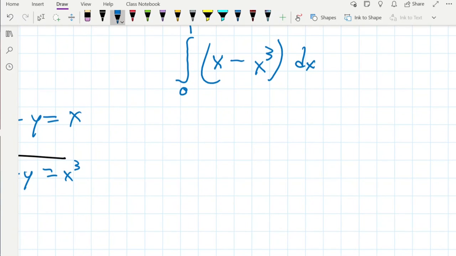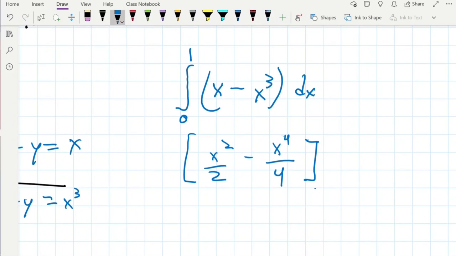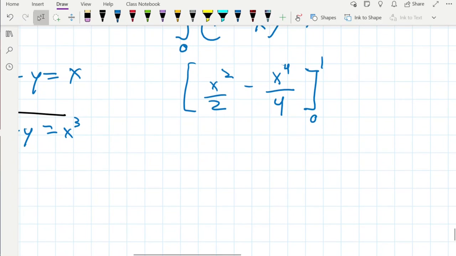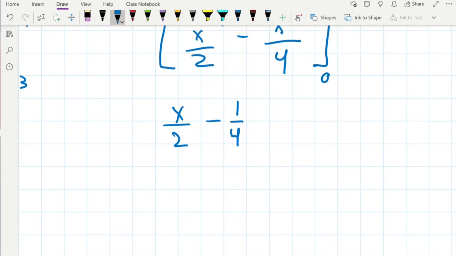Okay, so from here, we will integrate. So we're going to get x squared divided by 2 minus x to the fourth power divided by 4, all of that from 0 to 1. So then we're going to have 1 over 2 minus 1 over 4, which is just going to equal 1 over 4.